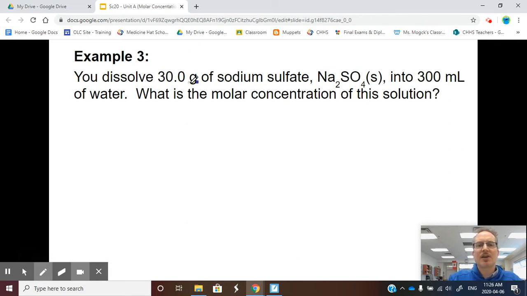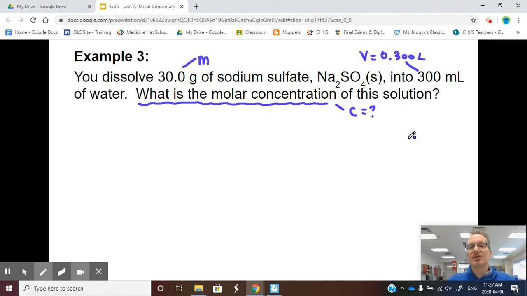So if I take a look, 30 grams, that would be a mass of sodium sulfate into 300 milliliters. This would be a volume, and we don't like volumes in milliliters, so we're going to divide it by 1,000. We always want it in liters. And we are trying to find what is the concentration.